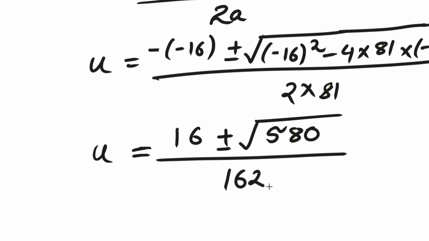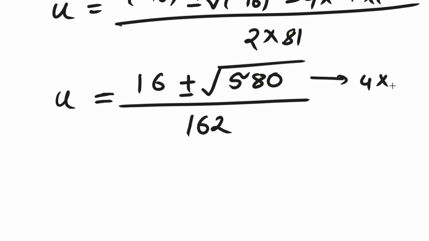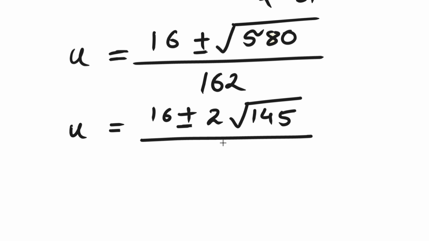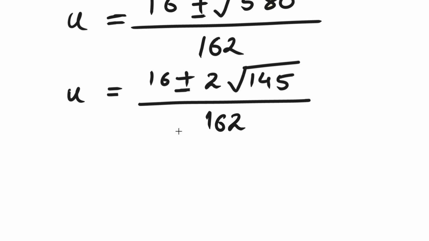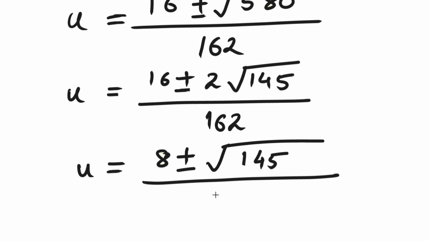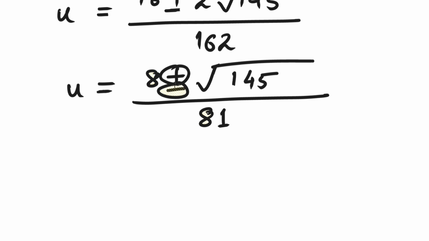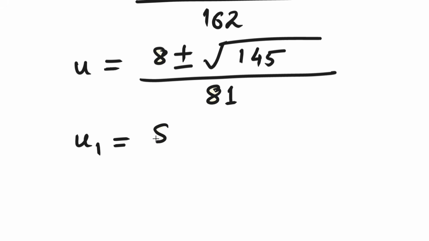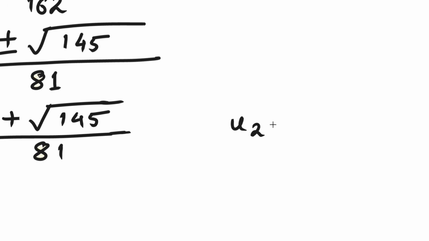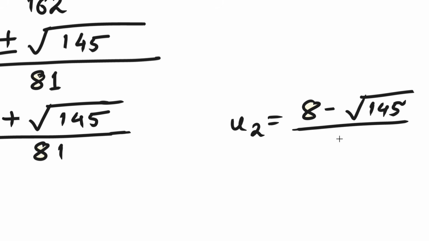by 162. Now 580 can be written as 4 multiplied by 145. The square root of 4 is 2, so the square root of 580 becomes 2 square root of 145. Therefore, u equals 16 plus or minus 2 square root of 145, all divided by 162. We can divide the numerator and denominator by 2, giving u equals 8 plus or minus the square root of 145, all divided by 81. So we have two possible values for u. The first is u equals 8 plus the square root of 145, all divided by 81. The second is u equals 8 minus the square root of 145, all divided by 81.